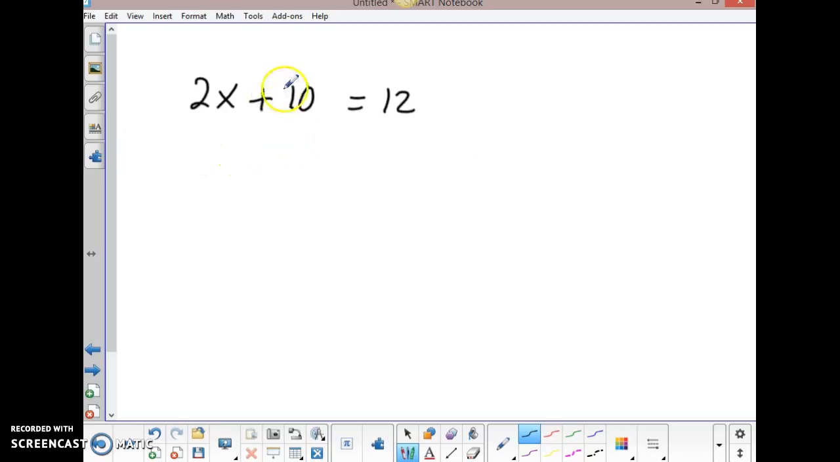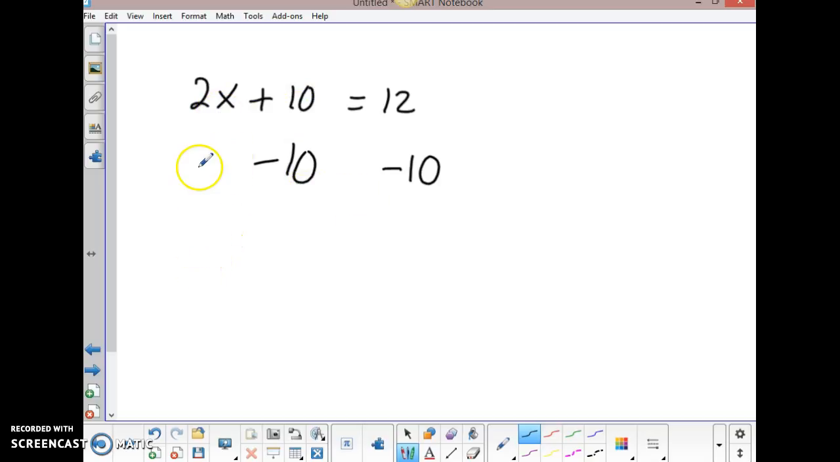So we need to get rid of the 10 first because it's added, and addition is a weaker operation. So we're going to subtract 10 from both sides. And why did we decide to subtract 10? Because this way plus 10 and negative 10 will cancel each other. Again, we're using inverse operations. Since the 10 is added to the x, we decided to subtract 10 from both sides.